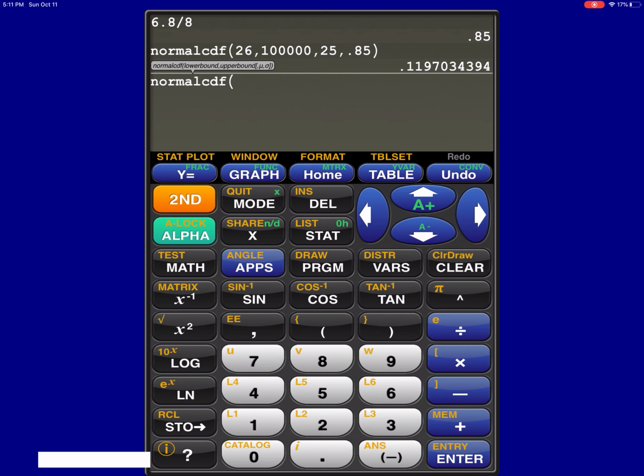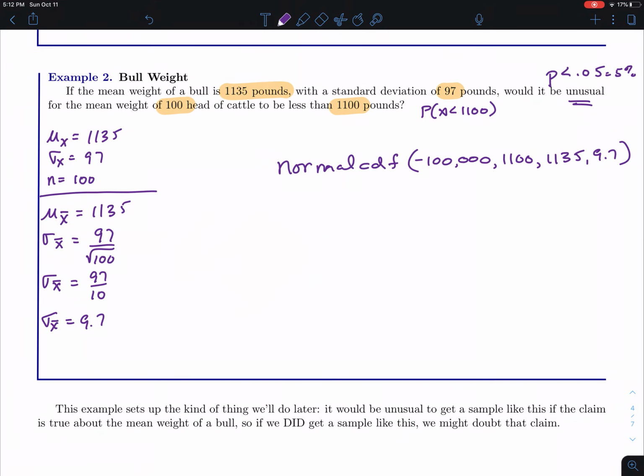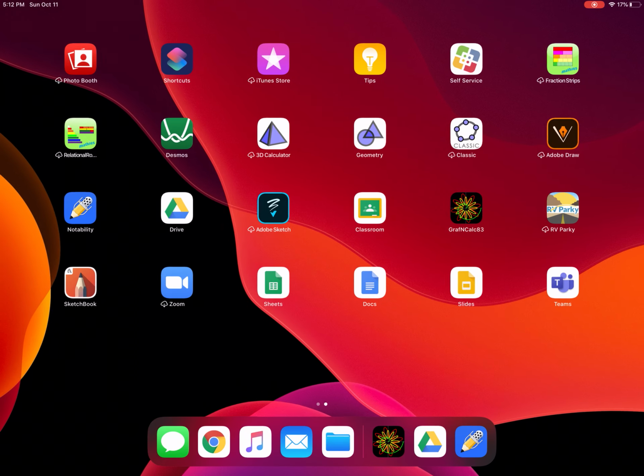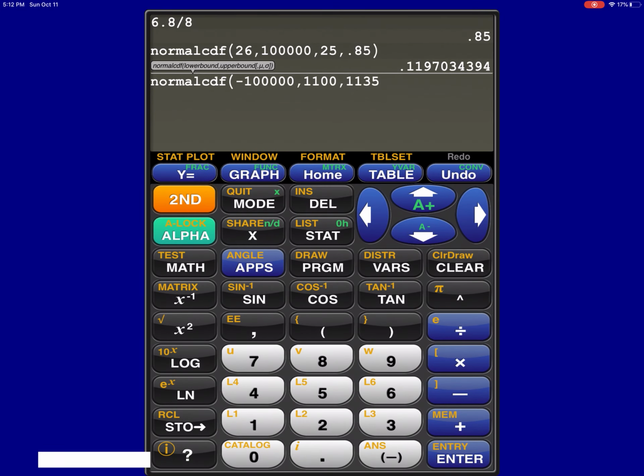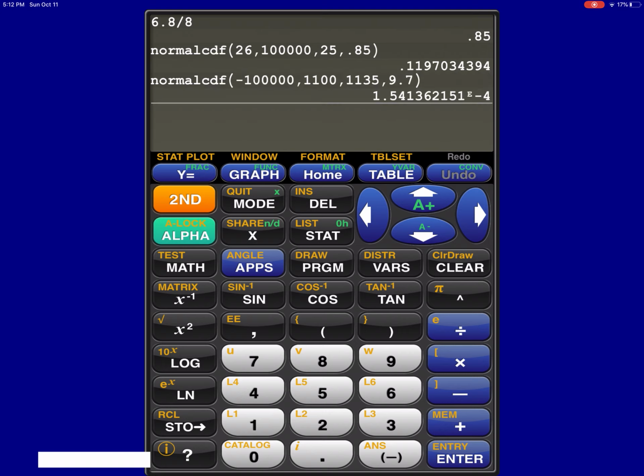Normal CDF, so negative 100,000, comma 1100, comma 1, was it 35? I can't remember now. Let's see. 35, 9.7. Good. Comma 9.7. Oh, wow. Okay. So when we see something like this, 1.54 e to the negative 4.